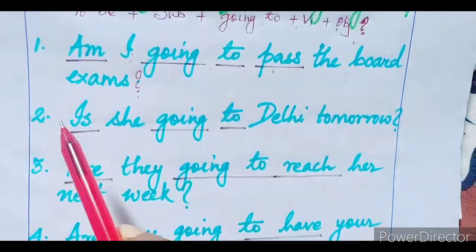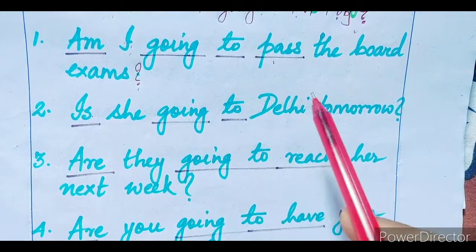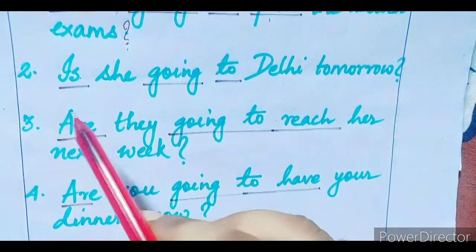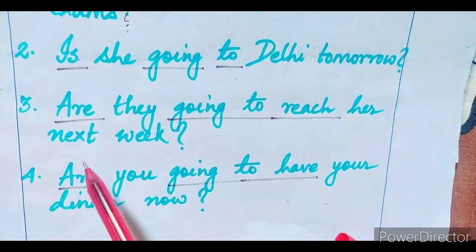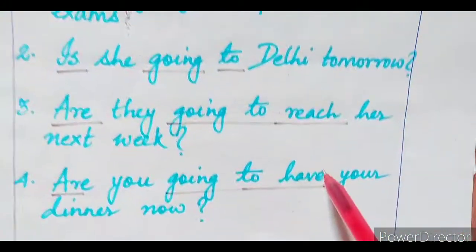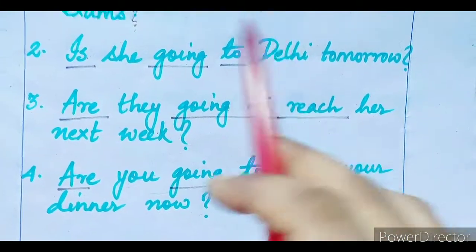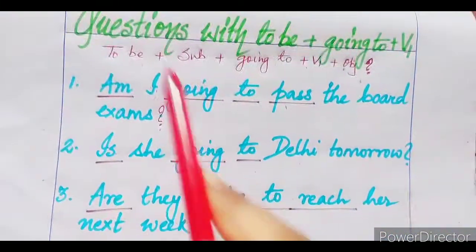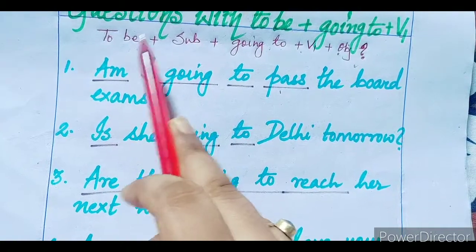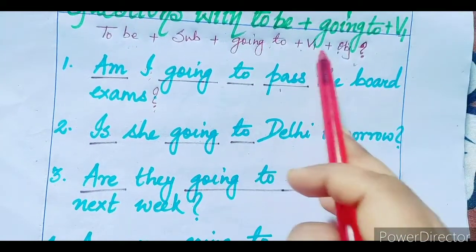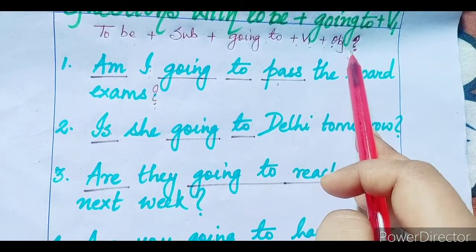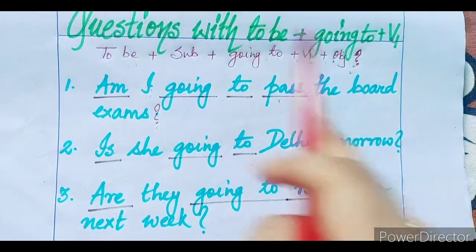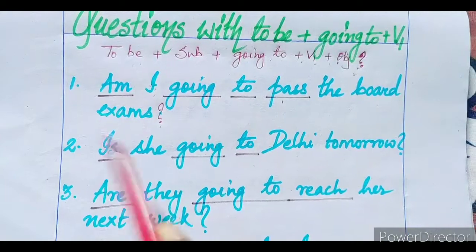Let us see the second example. Is she going to Delhi tomorrow? Third, are they going to reach her next week? Fourth, are you going to have dinner now? So you can see everywhere in these questions we have used the to be form plus the subject plus going to plus the base form of the verb plus the object or complement, and we end the sentence with a question mark since we are talking about questions over here. Okay.